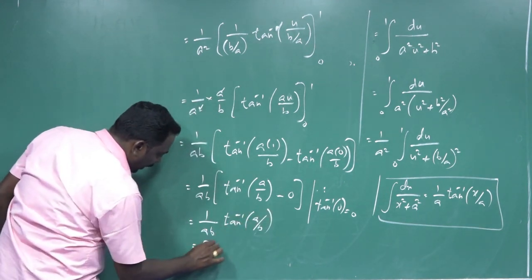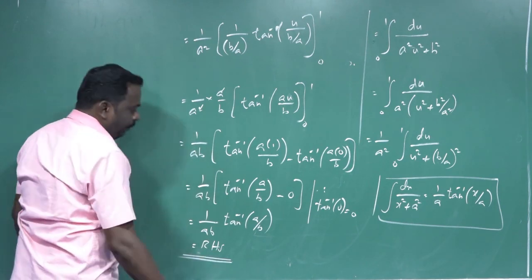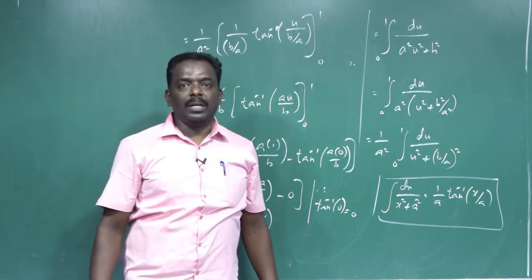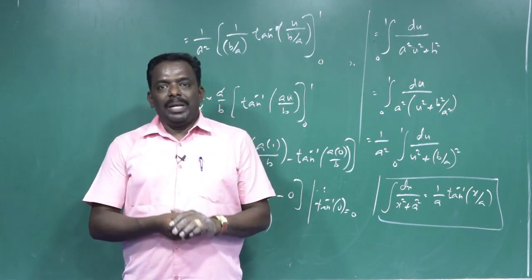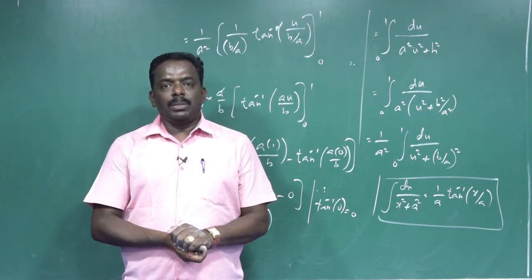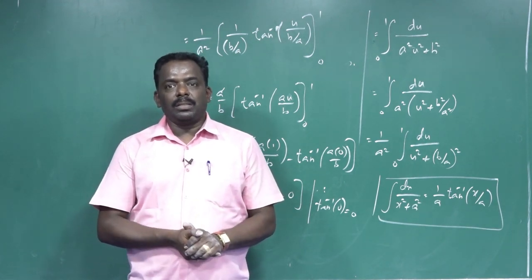That is our right hand side equation. Therefore the left hand side equals the right hand side equation. That is the final simplification. The remaining exercise problems and remaining example sums we'll see in the next class. Thank you one and all.